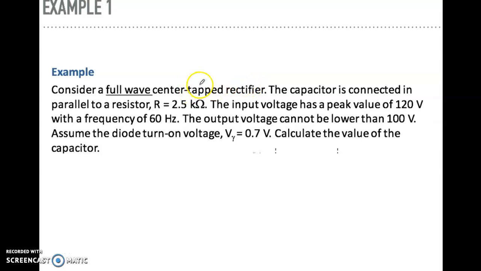Example of the filter. So let's see the question. Consider the full wave rectifier. So you have two types of full wave. The first one is what we call center tap. The second one is called full bridge.